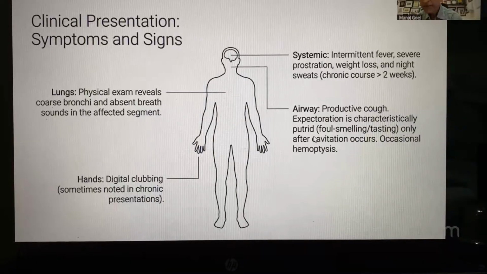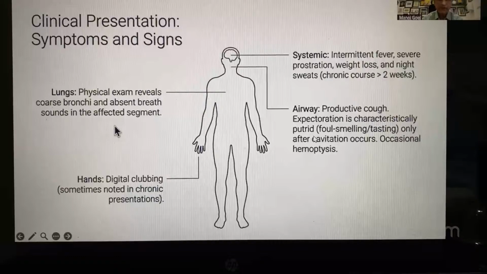Expanding further the clinical presentation, the patient would generally present with intermittent fever, severe prostration, weight loss, and night sweats, which would be more than 2 weeks. They would have a productive cough, and the expectoration would be characteristically putrid and foul smelling. And occasionally there will be a history of hemoptysis, especially if the patient has a necrotizing pneumonia.